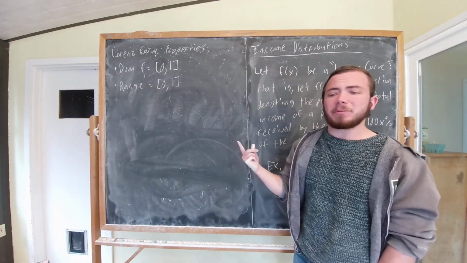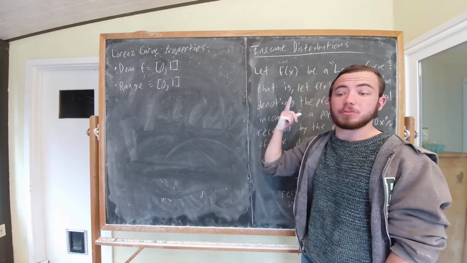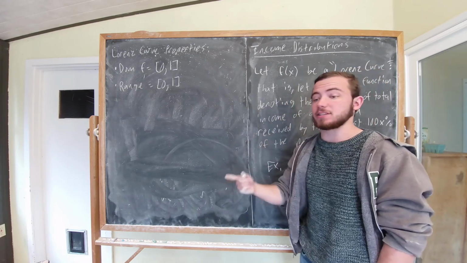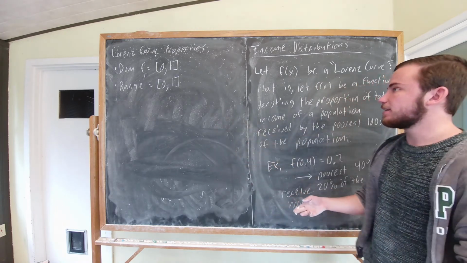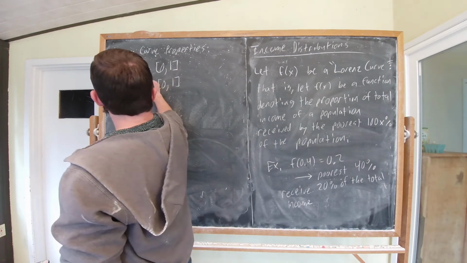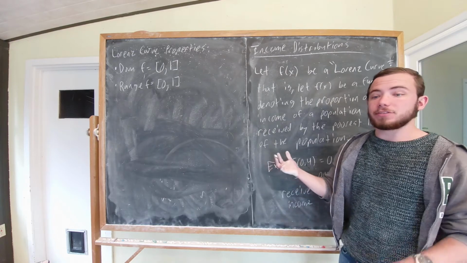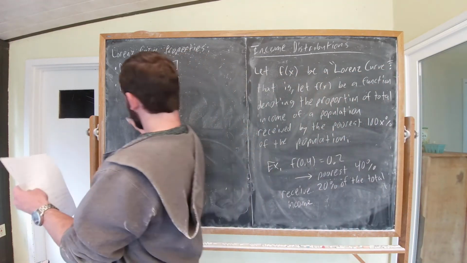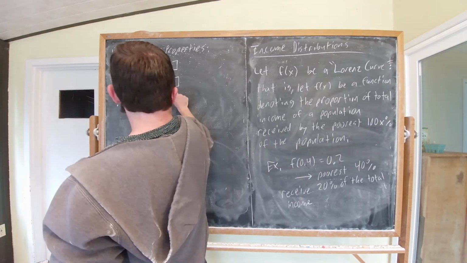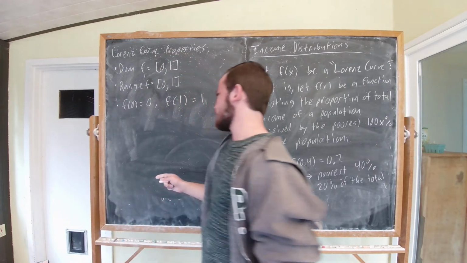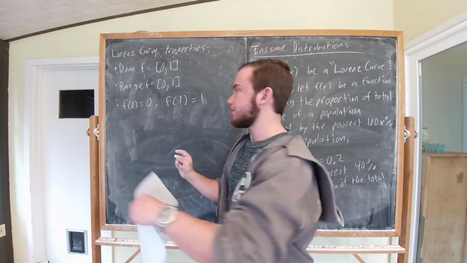Right? 0% of the population will have 0% of the income, and 100% of the population has to have 100% of the income, right? Because everybody's there, that's all the income that can be had. Sorry, we should say range of f. All right, so the domain and range are both 0 to 1. Third property, as I stated, f of 0 is equal to 0, and f of 1 is equal to 1. 0% of the population has 0% of the income, 100% of the population has 100% of the income.